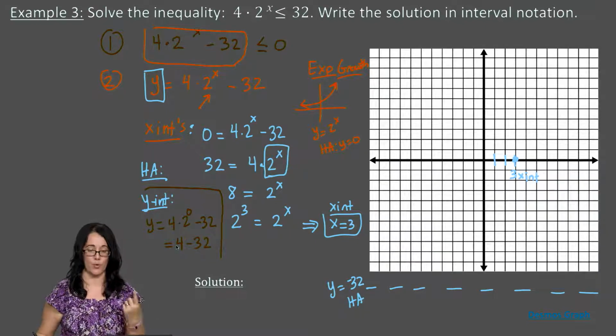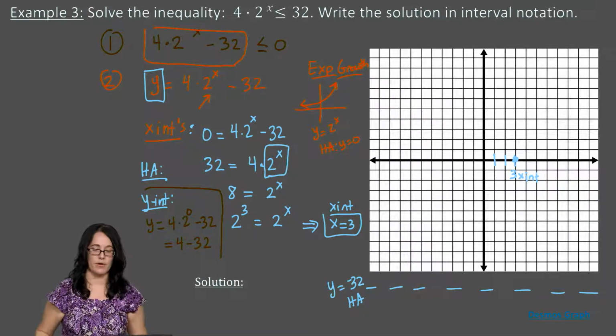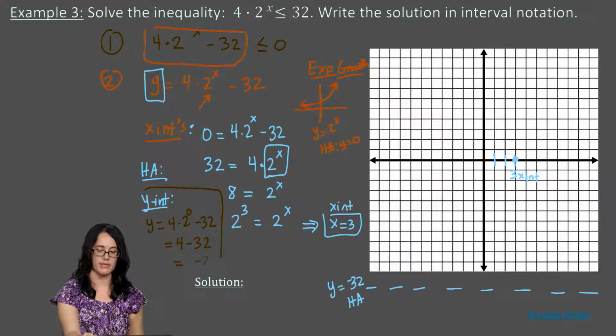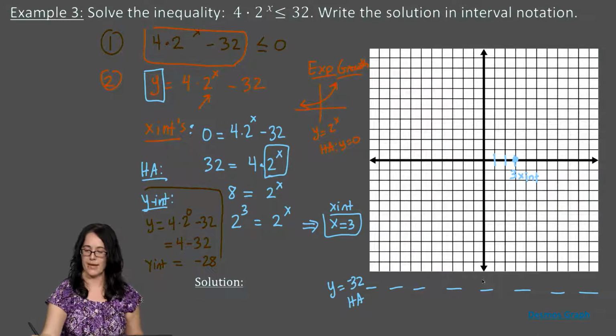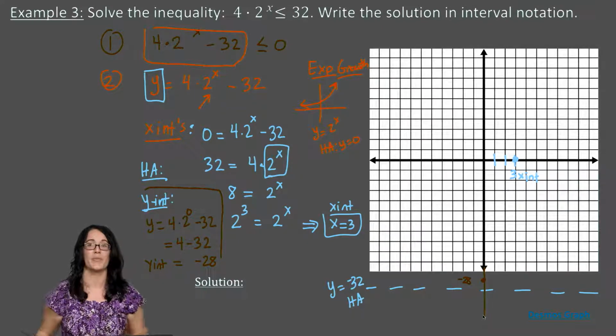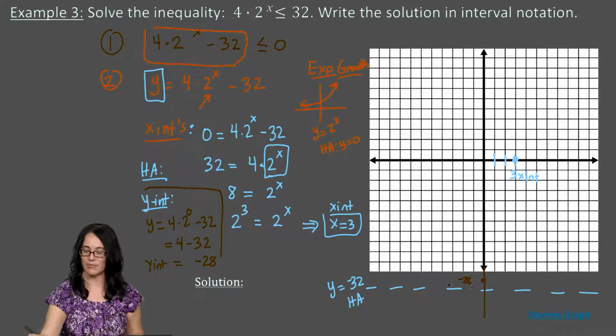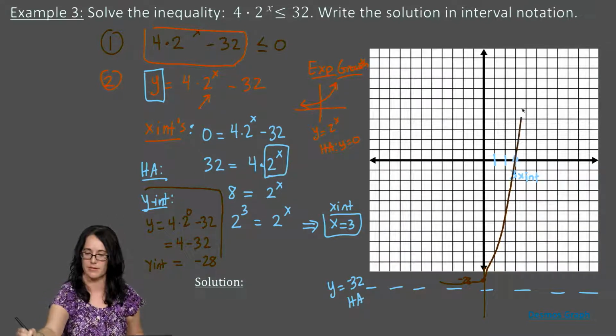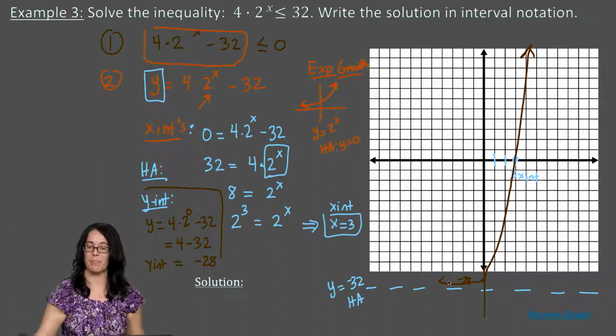2 to the 0 is 1. 1 times 4 is 4. 4 minus 32, oh my, that's negative 28. Wow. So that's my y-intercept. So way down here somewhere at negative 28, it's finally going to cross the y-axis. It was exponential growth, so it was looking something like, oopsies, something like this. Okay, so you got a basic sketch on your hands.